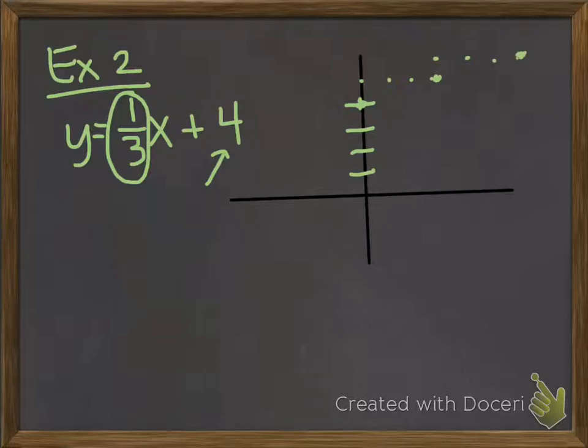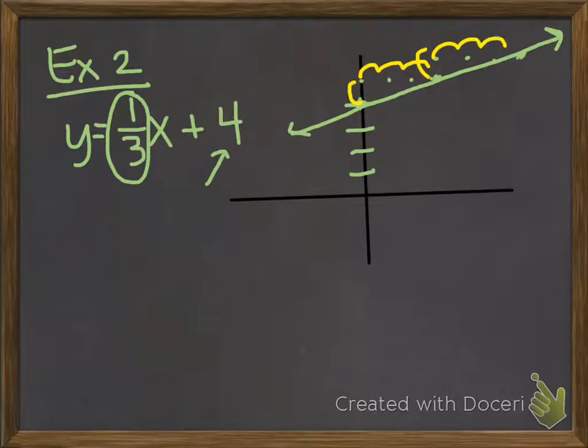Okay, so that's the line. So again, it went up 1 over 1, 2, 3. So this bottom number is always to the right. And the top number will tell you up or down. Since it's positive, it's up. So it's up 1 to the right 3.